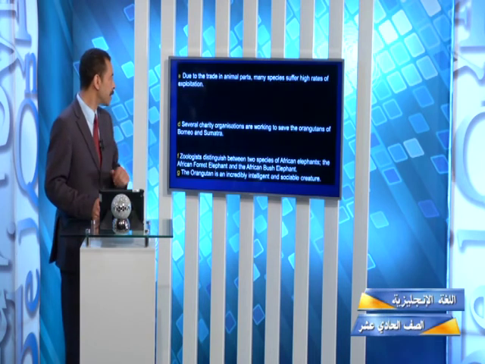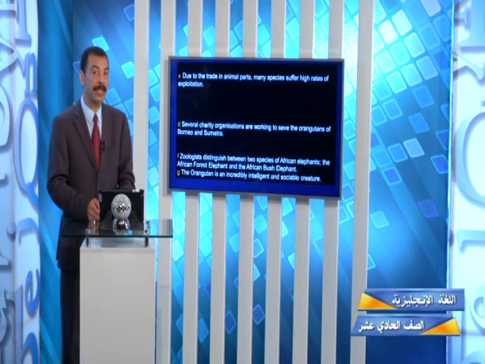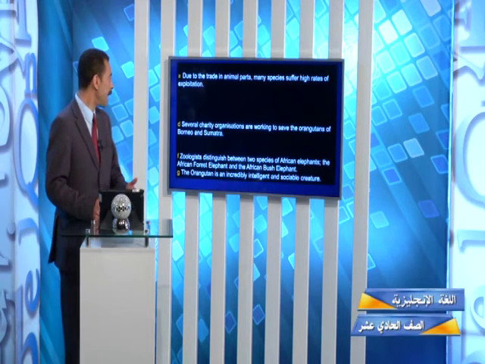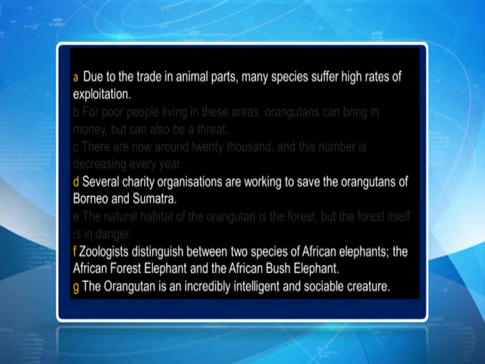This is our list with the sentences that we have already eliminated. So is it A, or is it A, D, F, or G? Look at the first one. Due to the trade in animal parts, many species suffer high rates of exploitation. Could be. How about D? Several charity organizations are working to save the orangutans. This sentence talks about orangutans, and our paragraph talks about elephants, so it doesn't match.